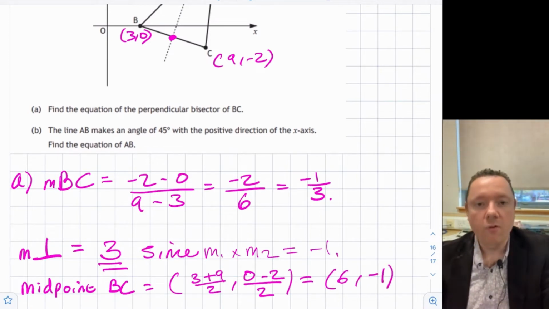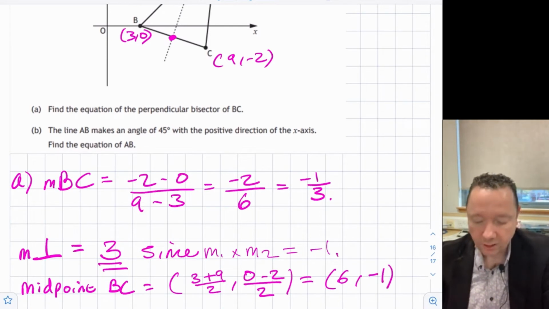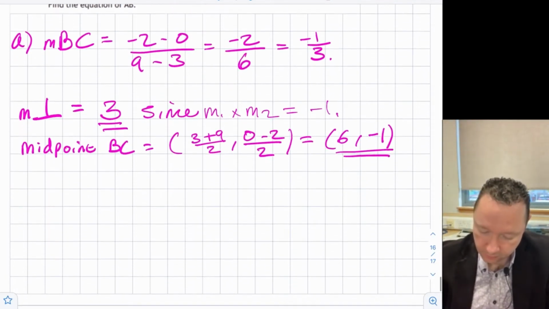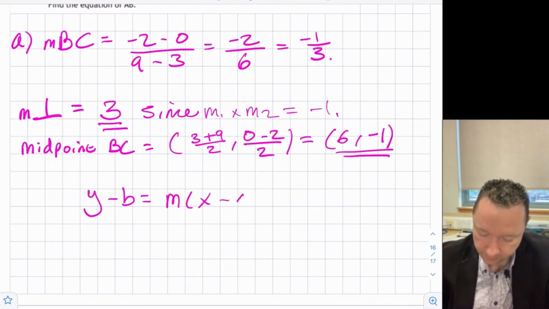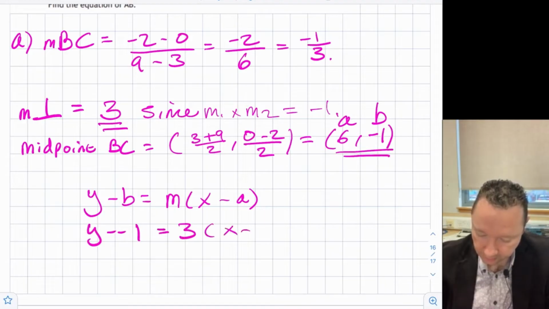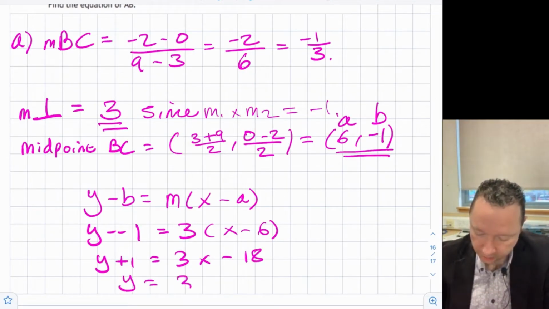We've now got all the information we need to find the equation of the line. We've got a gradient, and we've got a point. So using y minus b equals m(x minus a), call that A, call that B. Y minus 1 is equal to 3x minus 6. Y plus 1 is 3x minus 18. Or to put it a nicer way, y equals 3x minus 19.